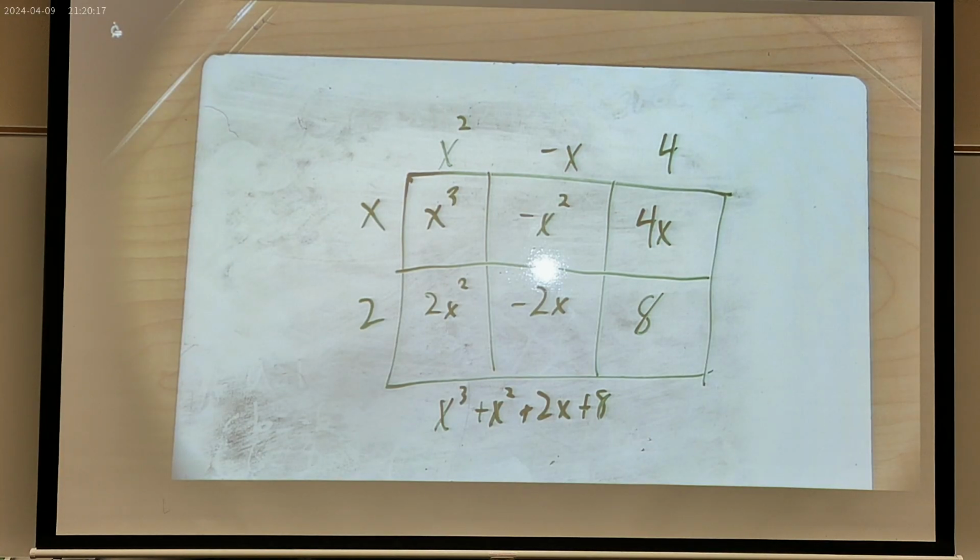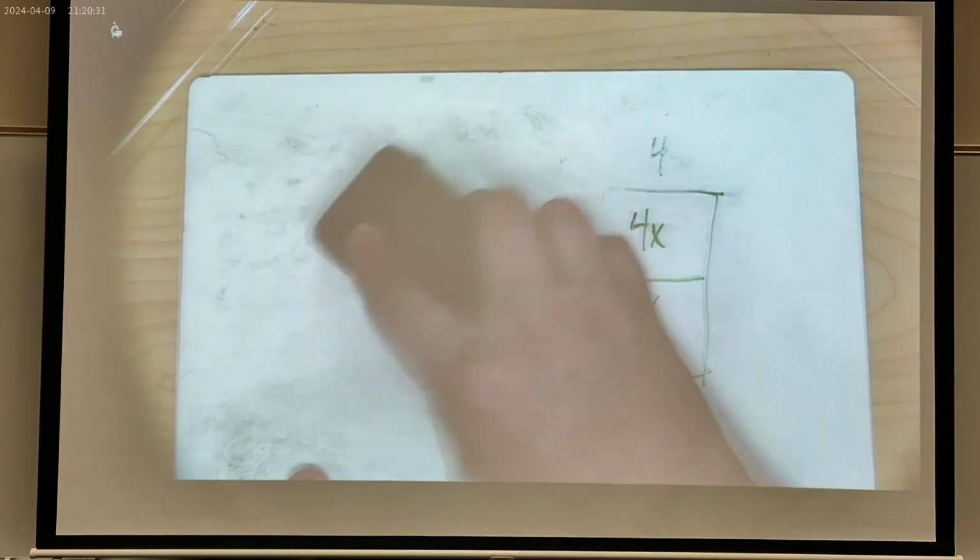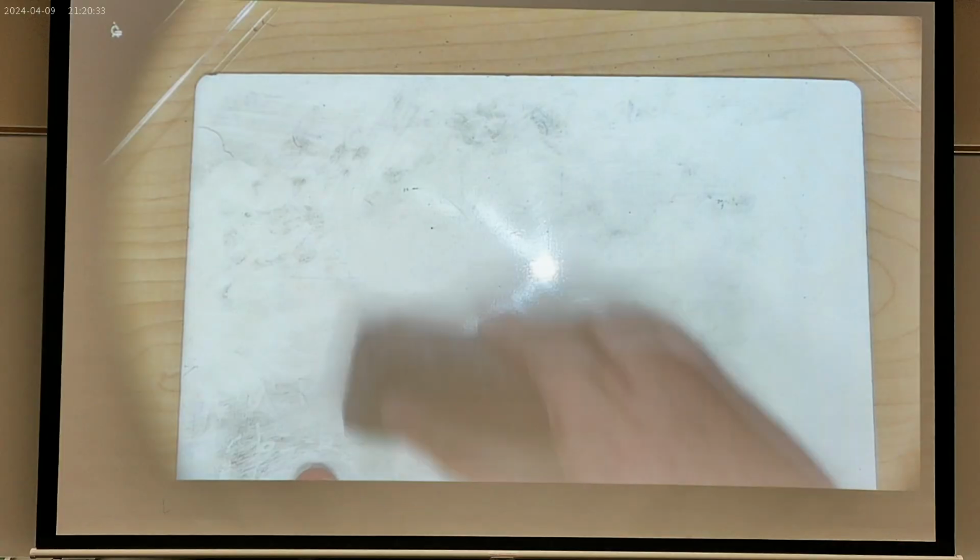I just got to write it down really quickly: plus x squared plus 2x plus 8. And I got to write it down because I'm not sure if I've mentioned this. As I'm recording these videos, I'm also building my answer key. This is great. All right, so next question.